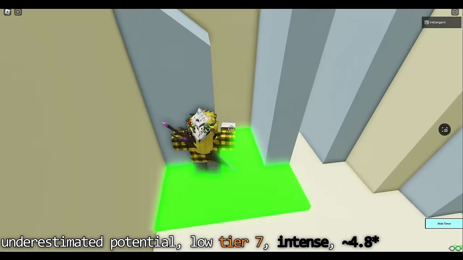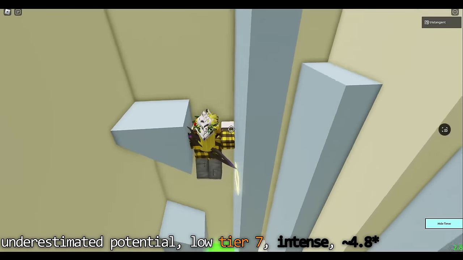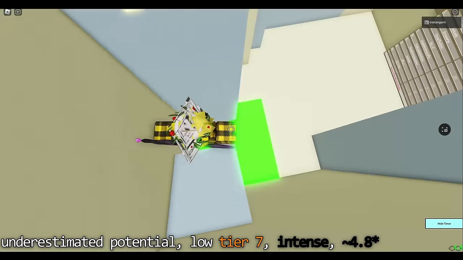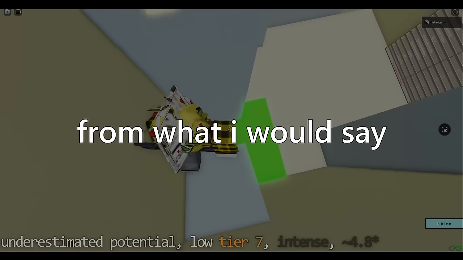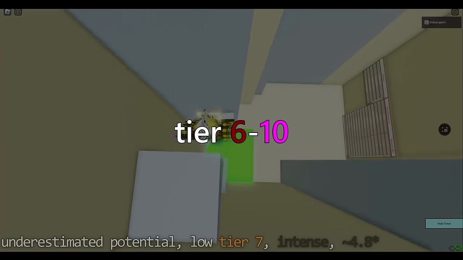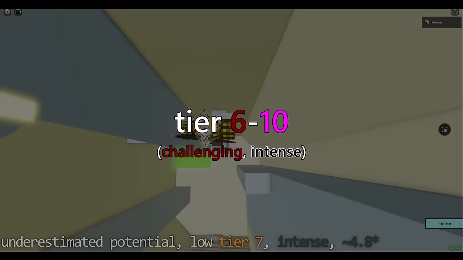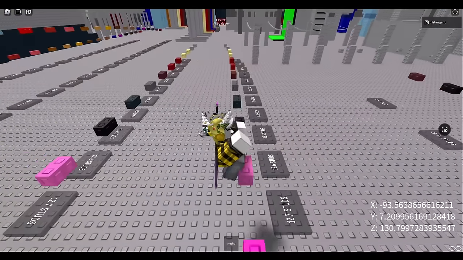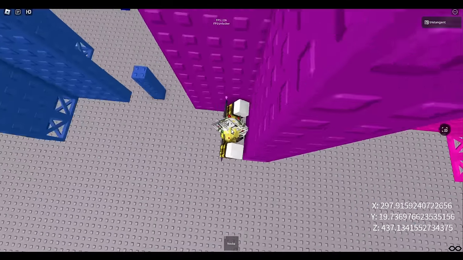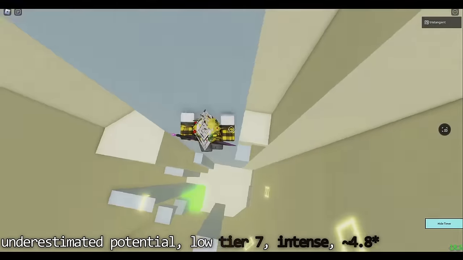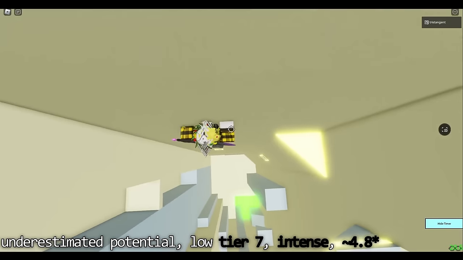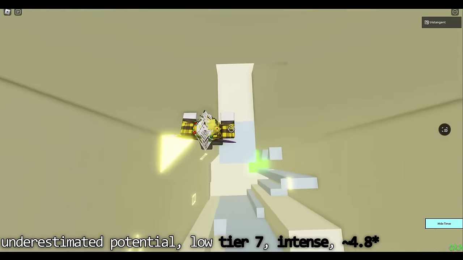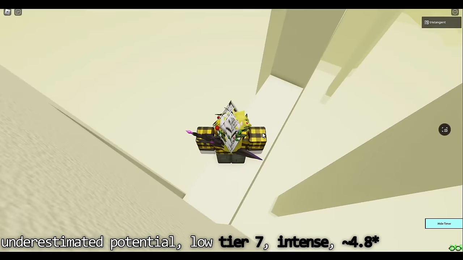At this point, we are going to be covering obbies that only above average to decently seasoned obbyists can do. This is from what I would say is tier 6 to 10, or challenging, intense, and remorseless. Around this point, you need to start knowing how to properly time your jumps, do truss flick, wraparounds, and in general, more advanced moves that the average obbyist probably can't do. But I'm not an average obbyist, so I can show you all some gameplay of these obbies.